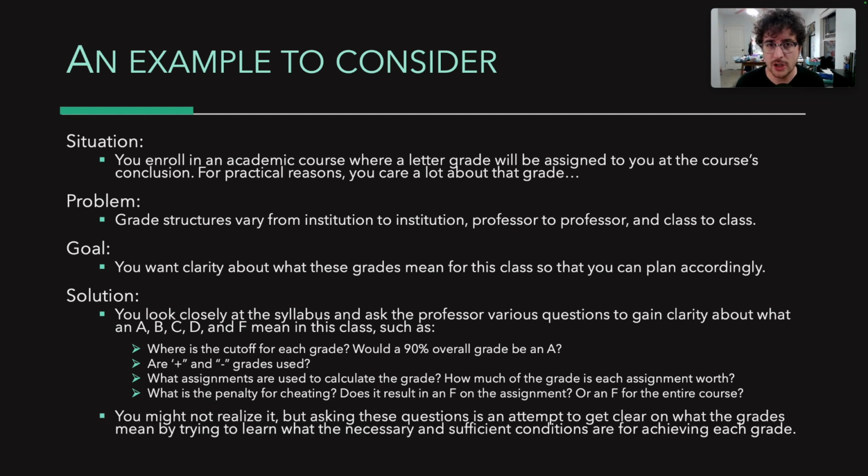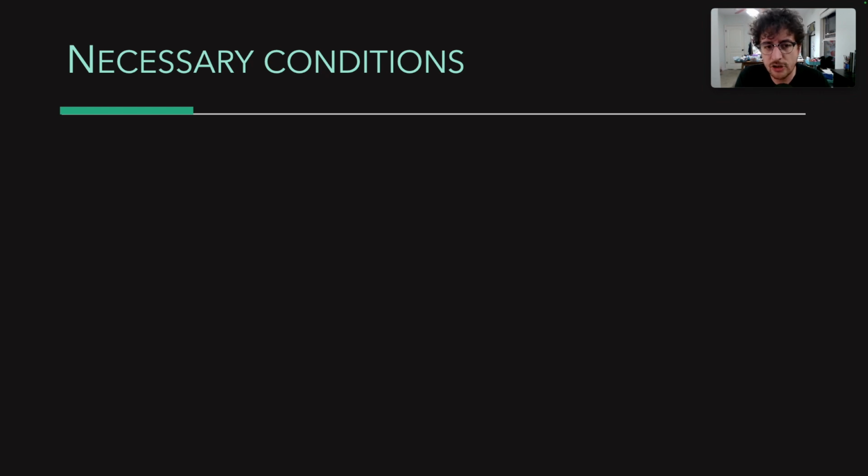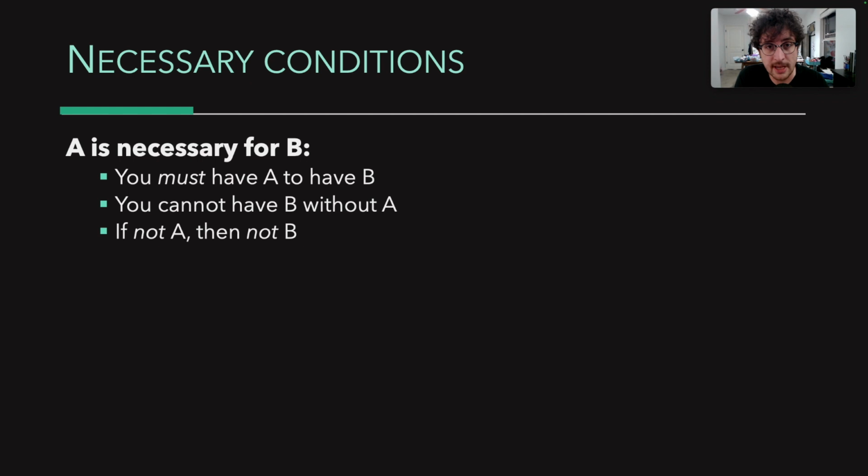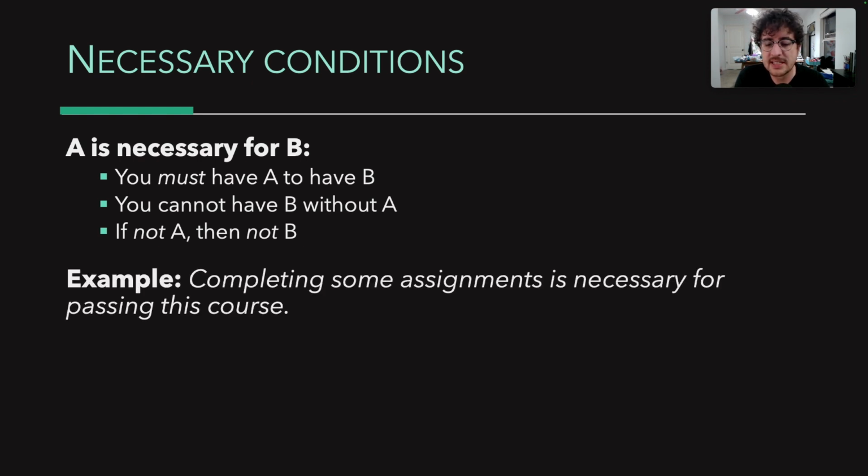And when you ask these kinds of questions, when you try to gather this kind of information, what you might not realize is that you're trying to clarify the idea of what these grades mean by learning about what is necessary or sufficient for various grades. So let's talk about necessary conditions. Well, to say that A is necessary for B is to say that you must have A to have B. You can't have B without A. And putting this in terms of what's called a conditional statement, an if-then, well, if you don't meet the condition of A, then you don't meet condition B. So those are all the same way of saying that one thing's necessary for another.